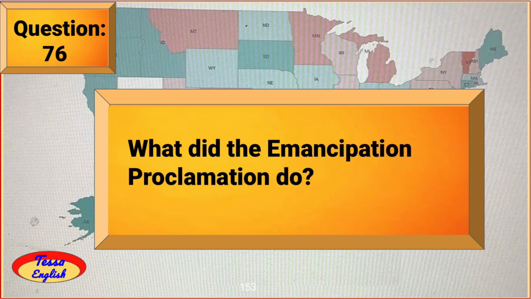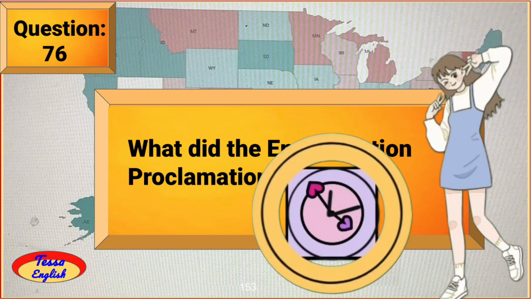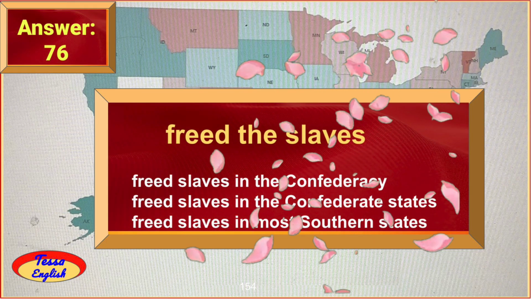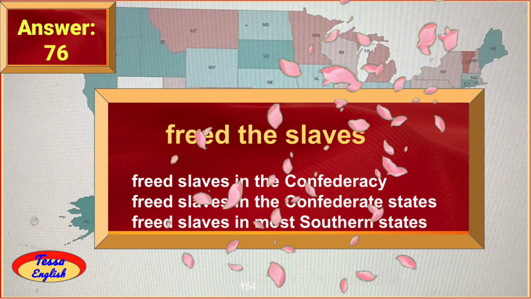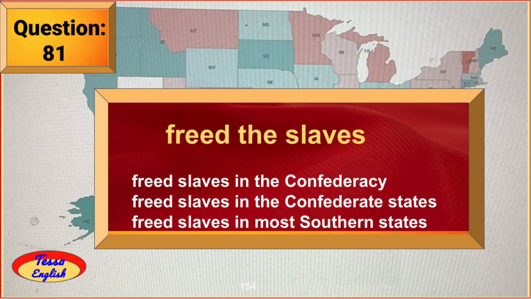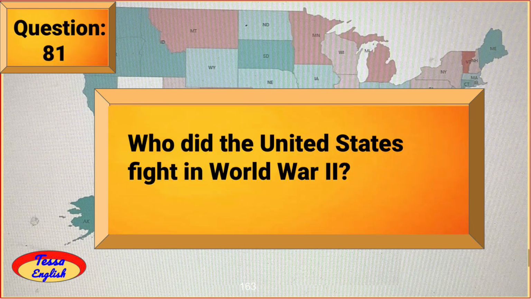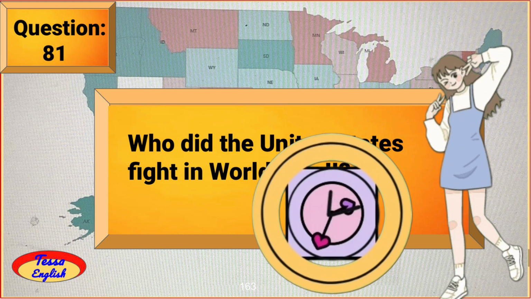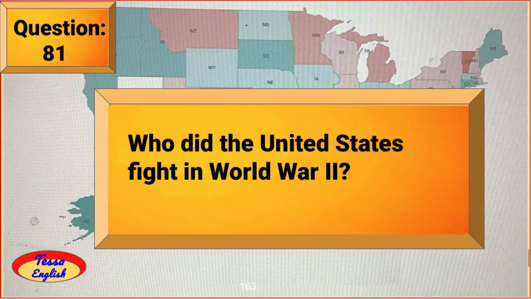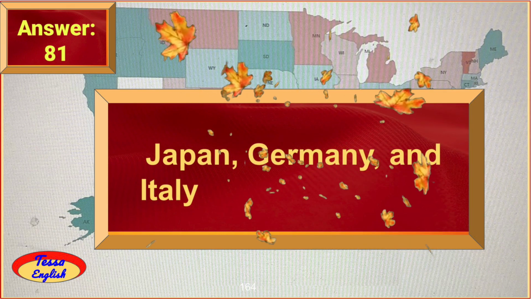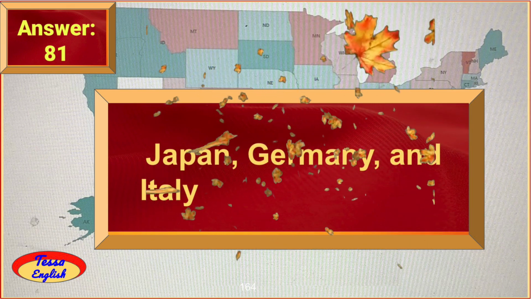What did the Emancipation Proclamation do? Freed the slaves. Who did the United States fight in World War II? Japan, Germany, and Italy.